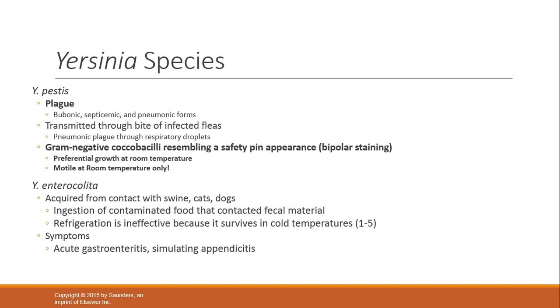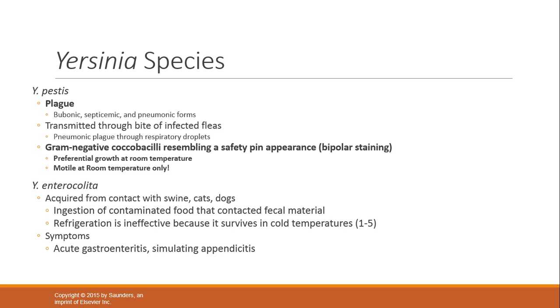Yersinia species. This is the last of the primary pathogens that we'll talk about. So you've probably heard of Yersinia pestis that causes plague. Bubonic, septicemic, and pneumonic forms. We're not going to really learn the different forms of plague, but keep in mind there's different presentations and forms of the disease. It's spread through the bite of infected fleas.